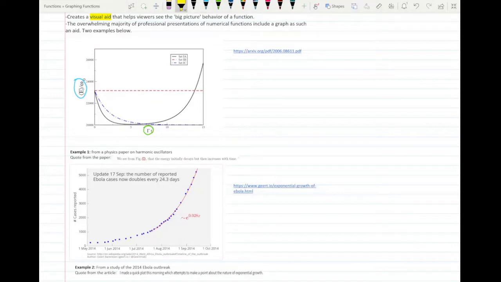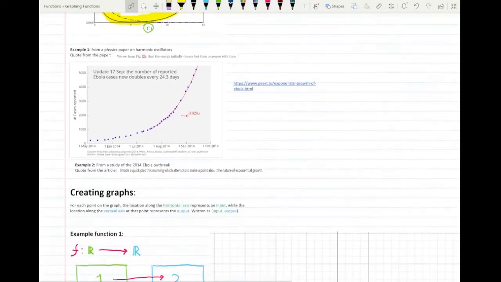And you can see that this black curve here does a wonderful job of illustrating the trend described in the paper, where it says, "We see from figure 1, this figure, that energy initially decays," that goes down, "but then increases with time," like so.